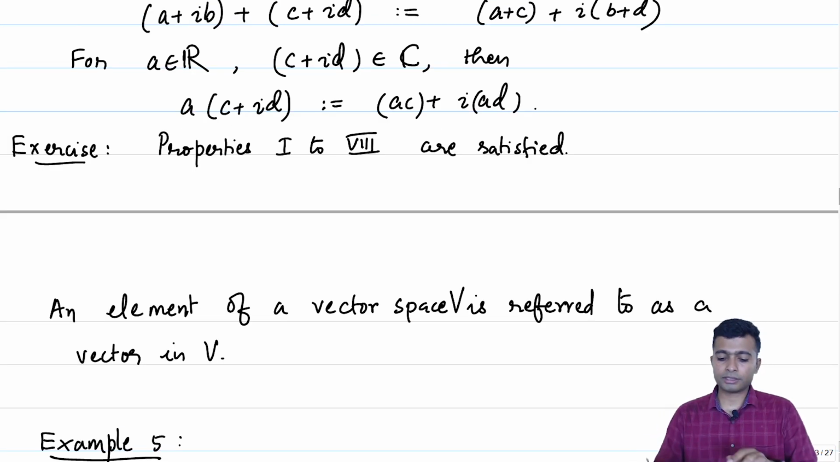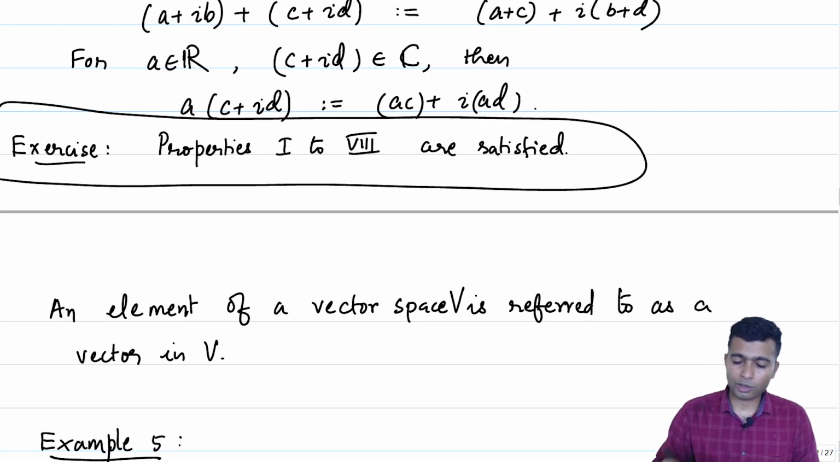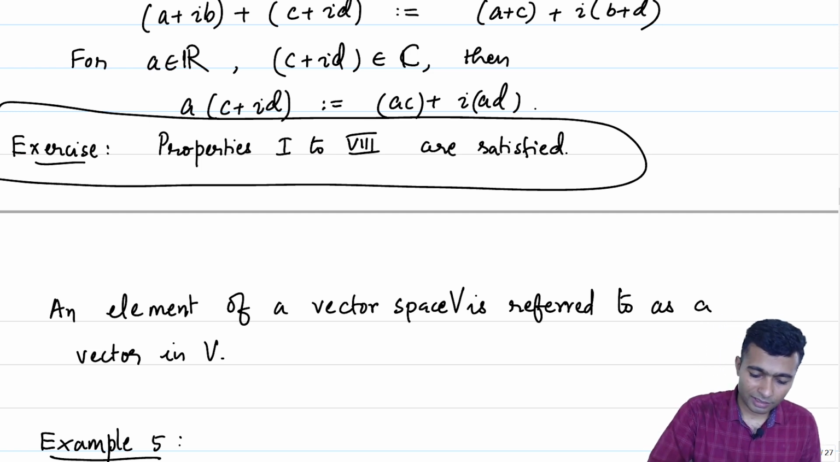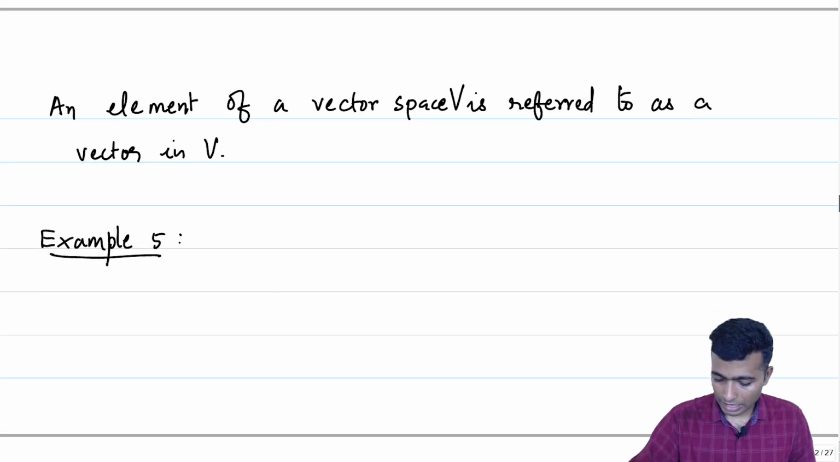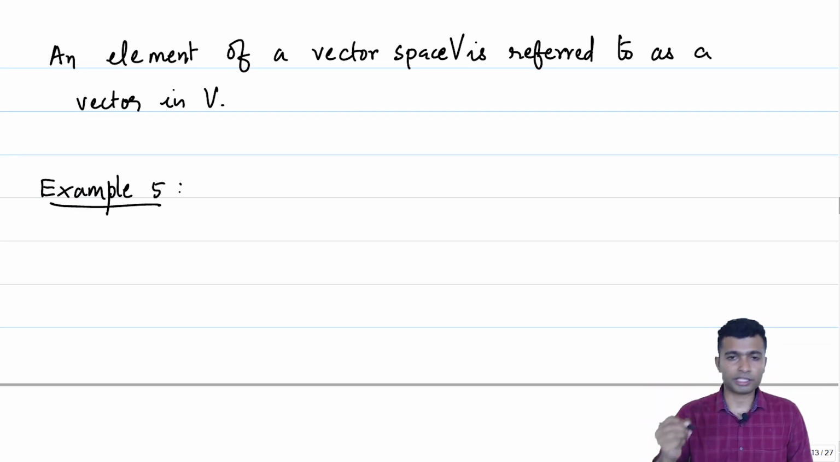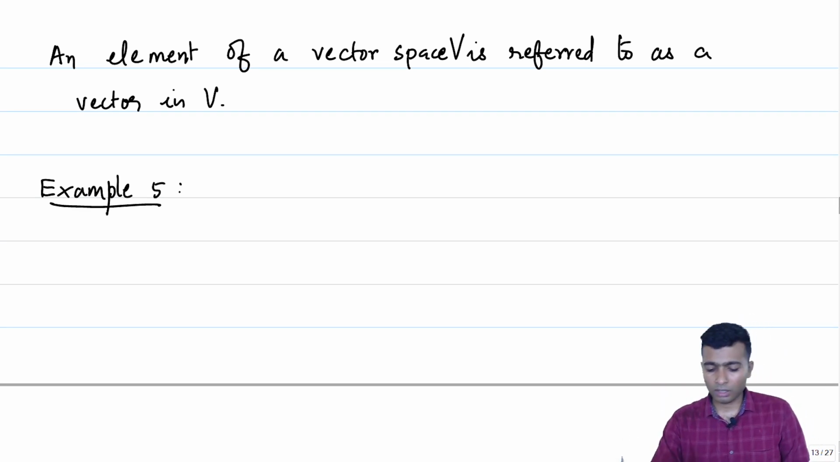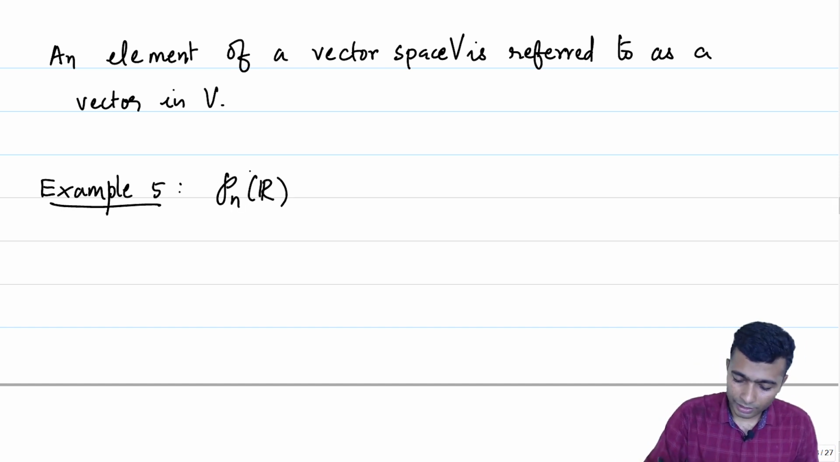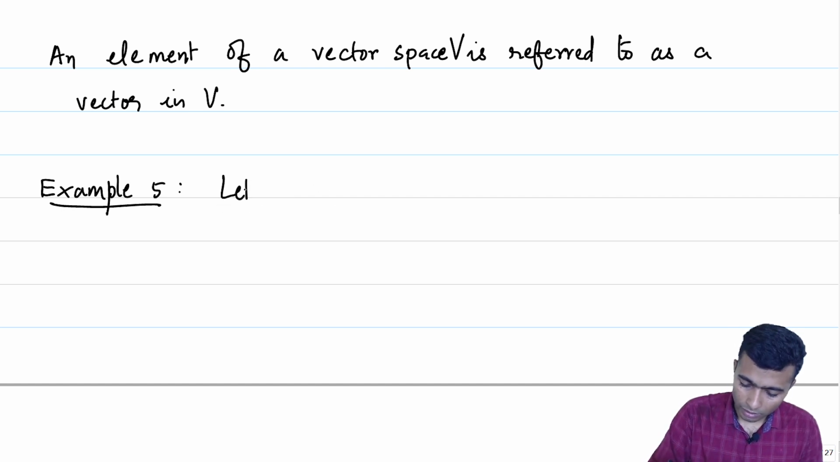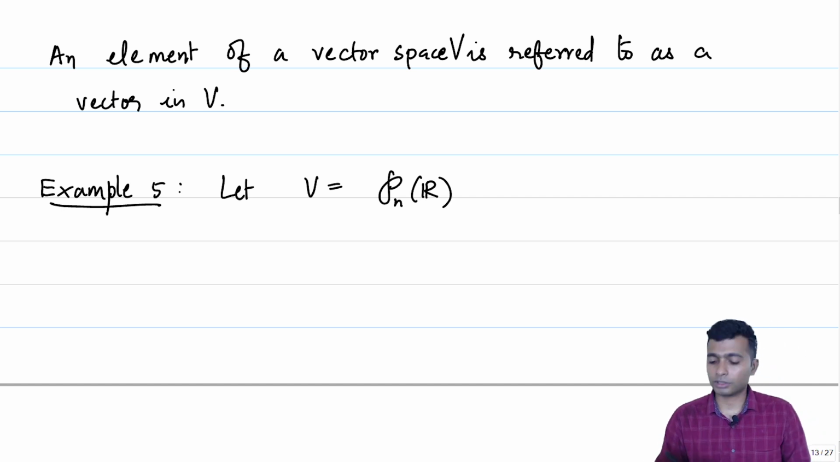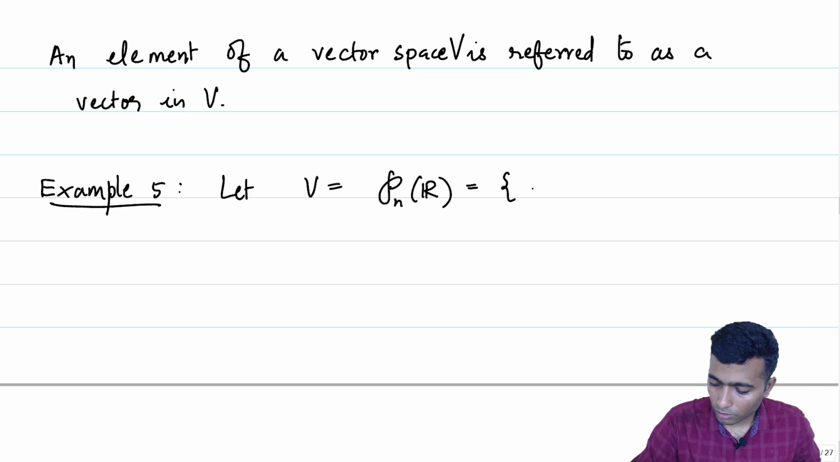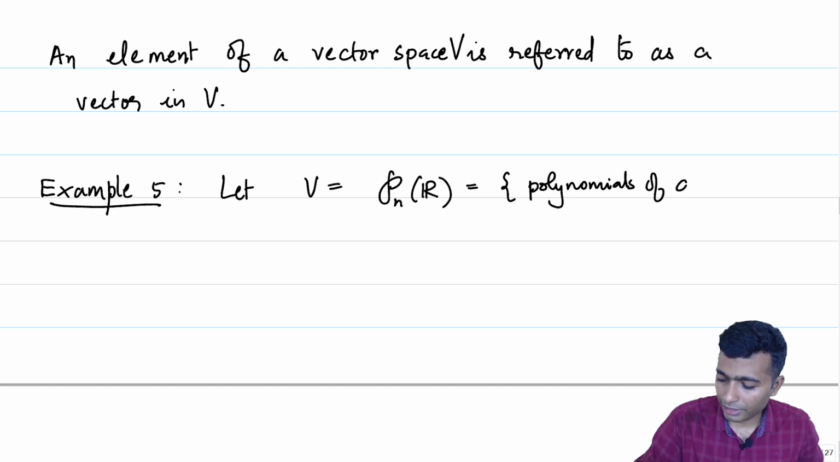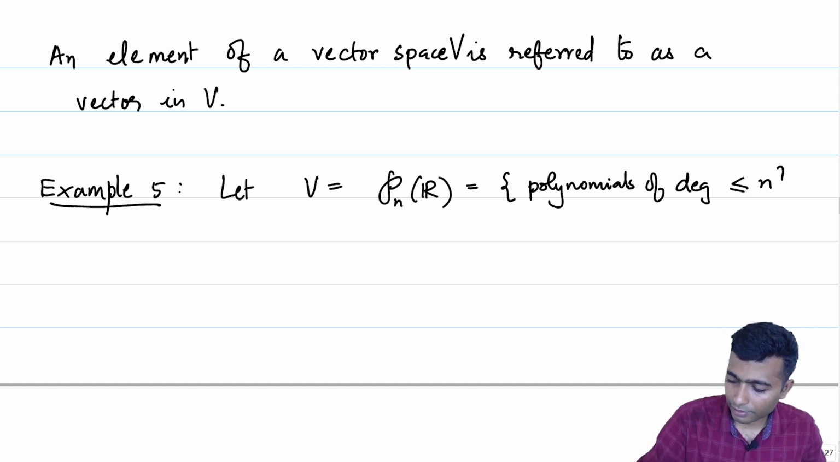I will leave it as an exercise for you to check that all the properties 1 to 8 are satisfied, and I strongly recommend that you really sit and write down and check each of these properties. Okay, what is the next example? Consider P_n of R. So, let V be equal to script P subscript n of R. What is this? This is the set of all polynomials of degree less than or equal to n.